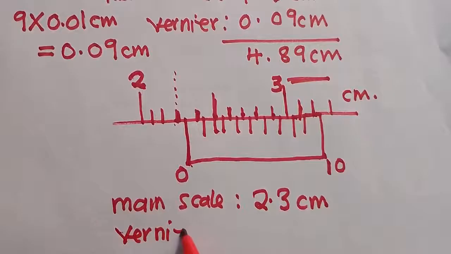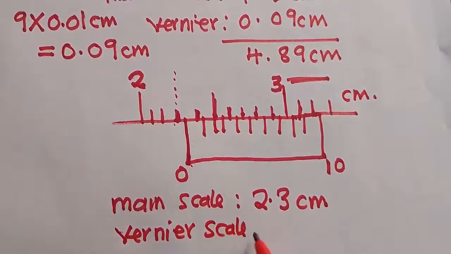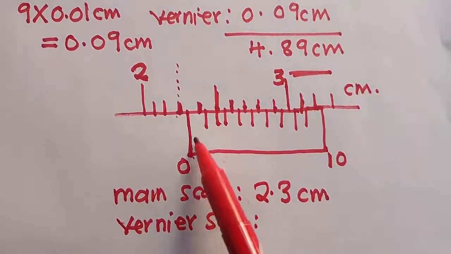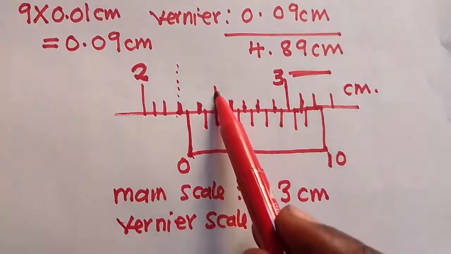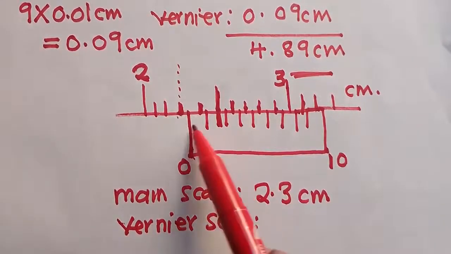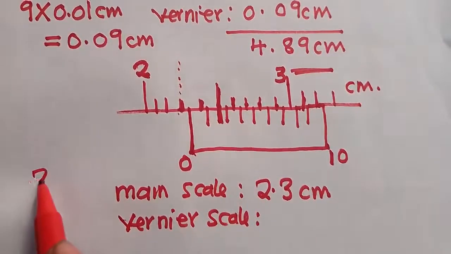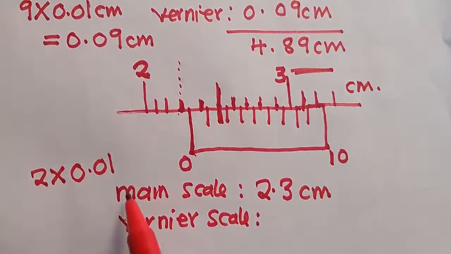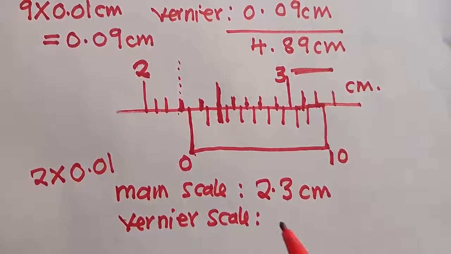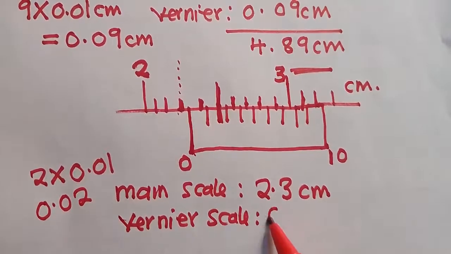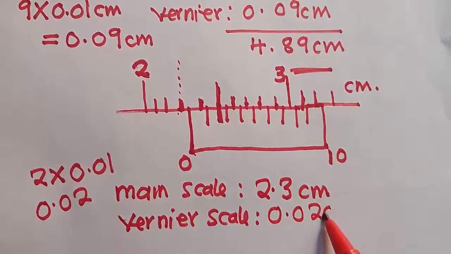Then we go to the Vernier scale. What's the reading on the Vernier scale? You check. It's 0, 1, 2. Okay, it's just on number 2. Have you seen, just on number 2 where we've got a straight line? So you get the 2, multiply it by the accuracy 0.01, which is in centimeters. So you are going to get 0.02 centimeters.